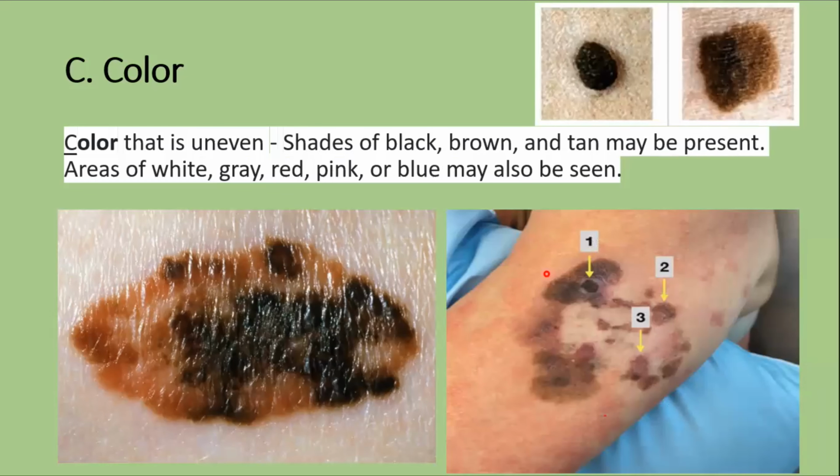Now let's talk about C for color. A typical mole usually has a single shade of brown, whereas melanoma, on the other hand, can have multiple colors, like different shades of black, brown, red, white, or even blue, as shown in this picture. So if you see a variety of colors in a mole, it's time to get it checked.